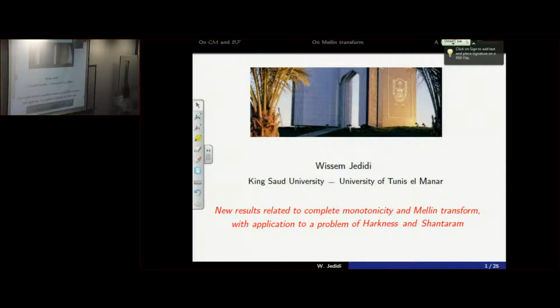Now, I will start the talk, which focuses on the concept of complete monotony, on Laplace transforms, on Mellin transforms, and what we can do with these objects. And the finality of this talk is to solve an old problem due to two American authors, Harkness and Shantaram, who raised the problem in 1969, and I will try to convince you that this problem is now solved.